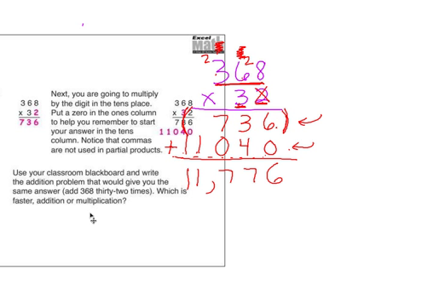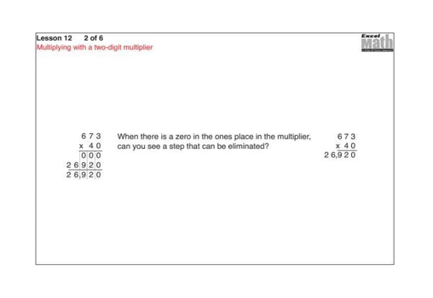So if that was too fast for you, go back through and watch that again. And now we're going to show you what you would do if you see a 0 in the ones place. I'm going to go ahead again and do this problem for you so you can kind of work along with me here. 673 times 40. Go ahead and switch my color out.